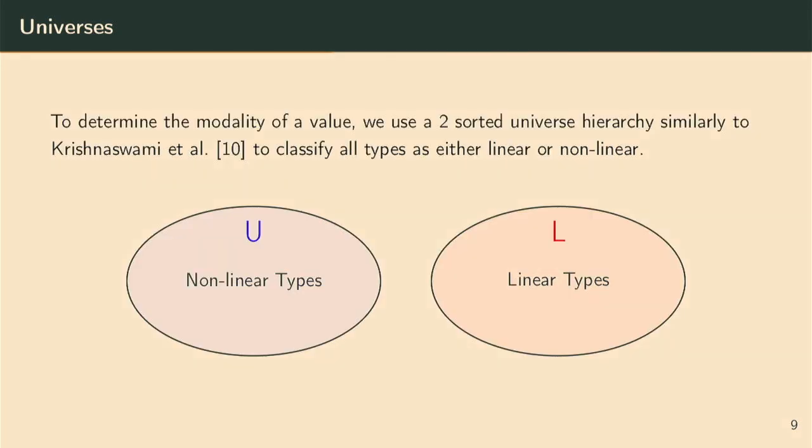So to determine the modality of a value, we use a two-sorted universe hierarchy system, similarly to Krishnaswamy's, to classify all types as either linear or nonlinear. So we have the sort U of all nonlinear types and a sort L containing all linear types. Though I want to point out, in our system, we do not need adjoint connectives or modal operators to go between linear and nonlinear things. And basically just using these two sorts and the universe hierarchy system, we are able to do that.